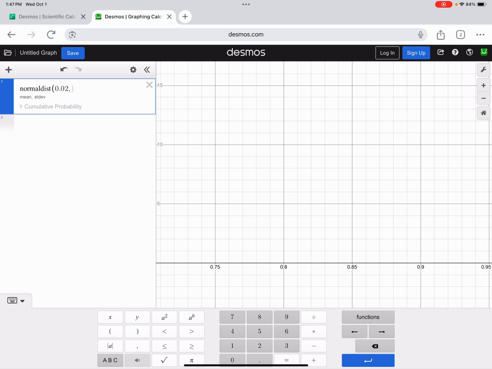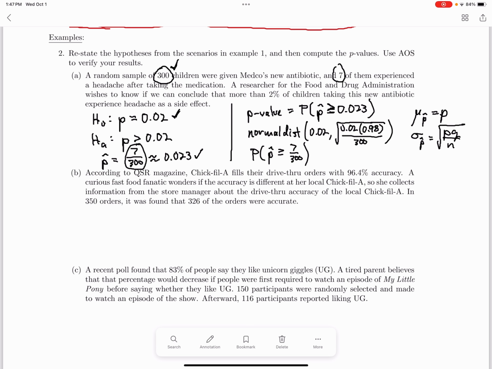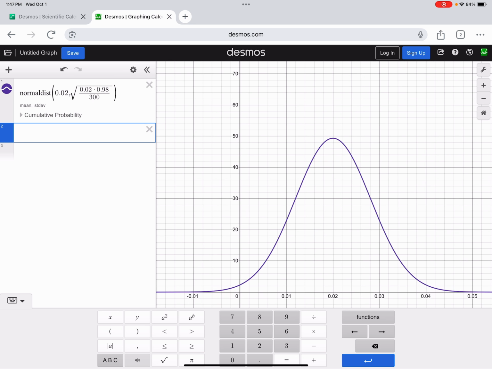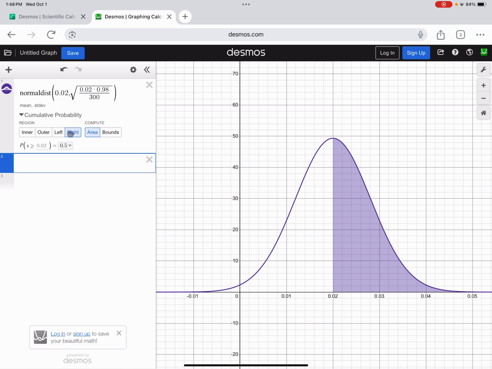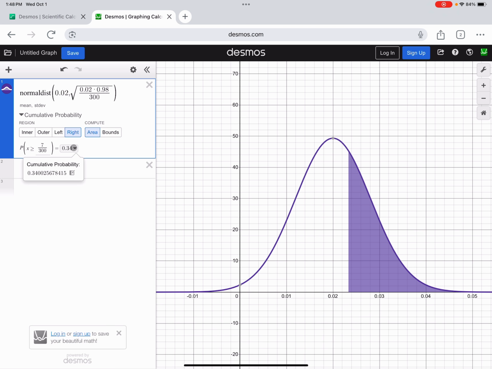0.02 is the mean. Standard deviation is 0.02 times 0.98 divided by, I forgot the sample size. What is the sample size? 300. Okay, I can zoom in on that. And then we want to compute the probability that x is greater than or equal to 7 out of 300. So that comes out to 0.34.